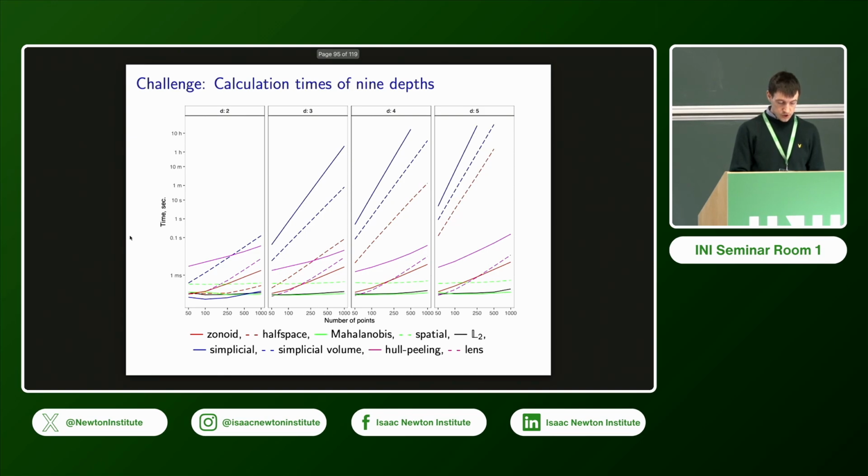Okay, so now a bit about the challenges we face with the data. One of them is computational. This is computation times, and both axes are logarithmic, right? So if we see this line or this line, this means that we cannot realistically compute this depth, because the time grows exponentially with the dimension and with the amount of data.